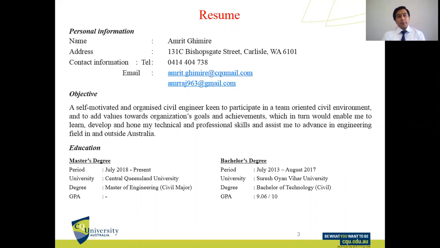In my resume, I have given my personal information with my address and contact information, and I have given my objective, which is to participate in a team-oriented civil environment, add value to the organization, and also develop my technical and non-technical skills. I'm currently studying my Master of Engineering at Central Queensland University since July 2018, and I have completed my Bachelor of Technology in Civil Engineering from Suresh Kanviar University, starting from 2013 and completed in 2017.